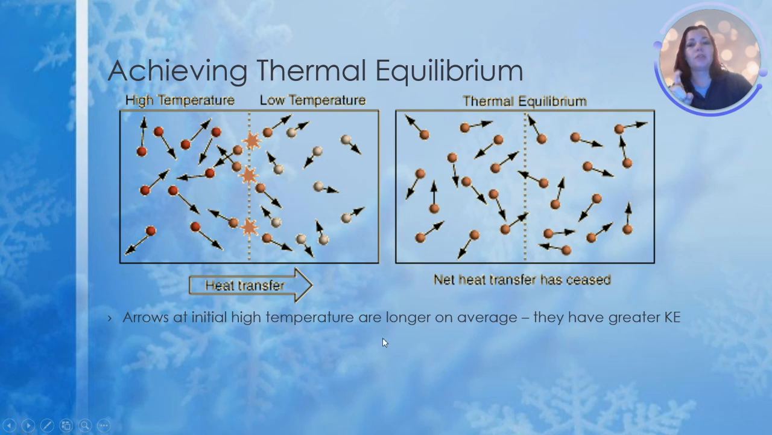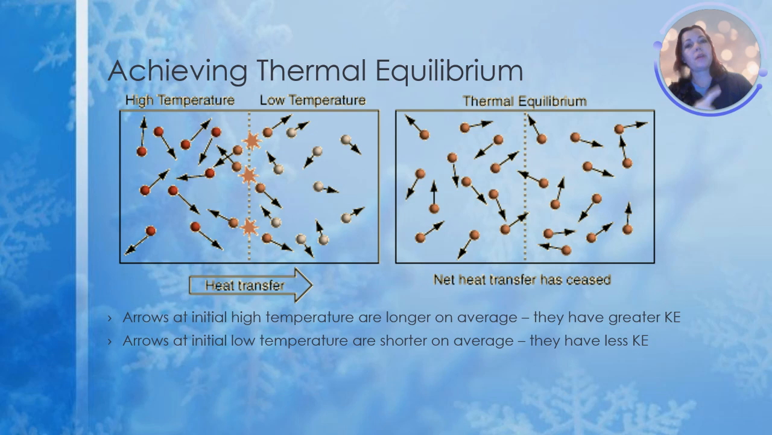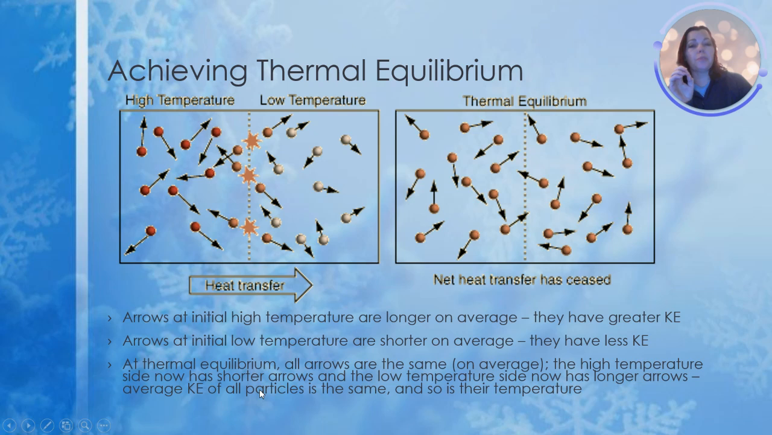Arrows at the high initial temperature are longer on average. They have a greater kinetic energy. Arrows at initial lower temperature are shorter on average, and they have less kinetic energy. If you're asked to draw this on the exam, and we have seen a question like that recently, be sure that if you're drawing at a higher temperature, your arrows are longer, and if you're drawing at a lower temperature, your arrows are shorter. At thermal equilibrium, all arrows are the same. The high temperature side now has shorter arrows, and the lower temperature side now has longer arrows, and the average kinetic energy of the entire sample is the same, and so is their temperature.